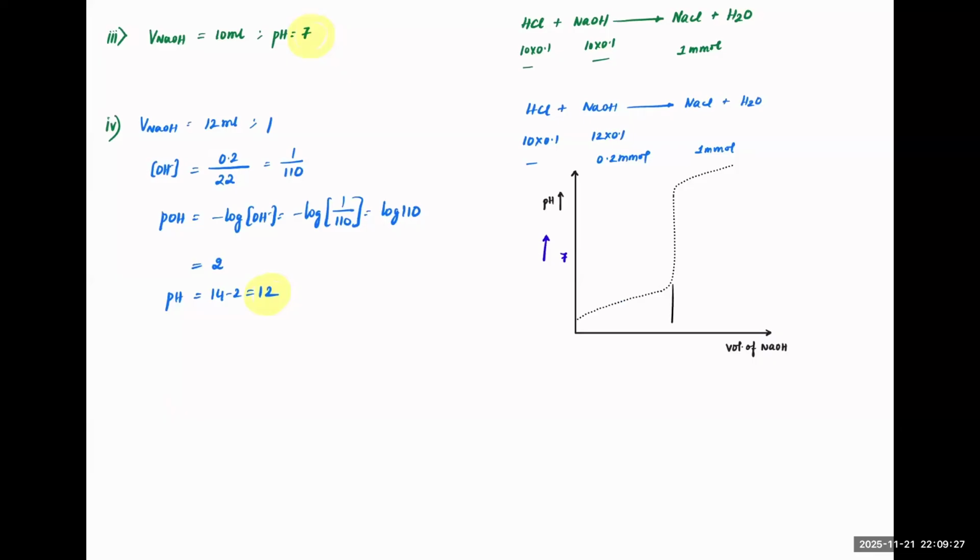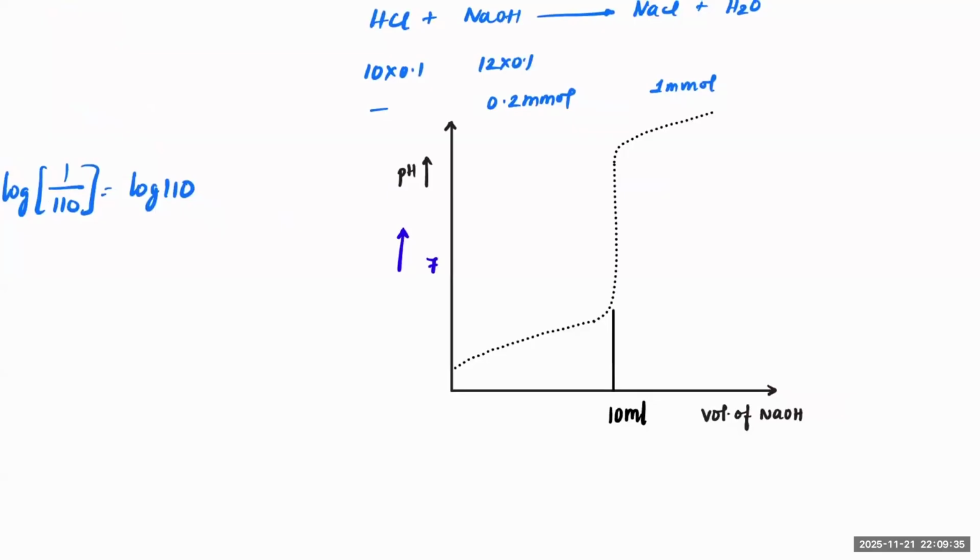So if I compare, this is the point where we have 10 ml. This is when the volume of NaOH is 10 ml. Okay. And if you compare this particular point, sorry, not here, somewhere at the middle, here, this is pH being 7. This is pH 7. Okay.